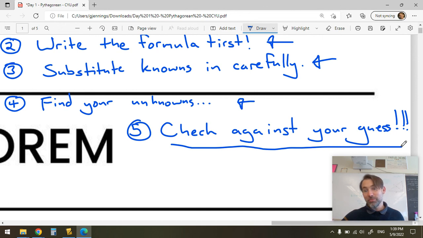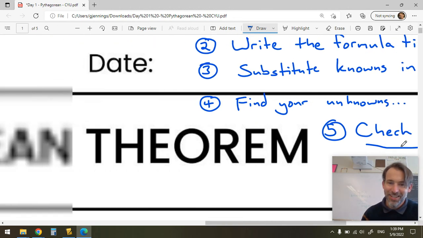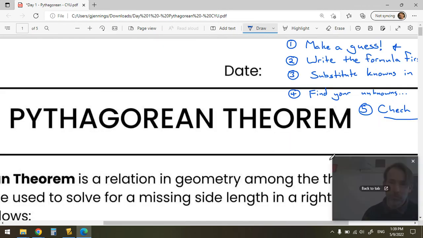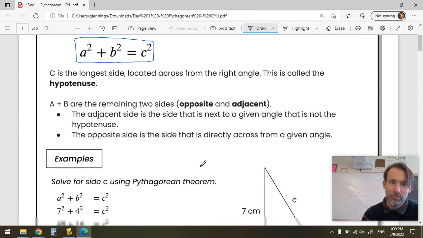Sometimes this is going to help you make better guesses in the future because your guess is going to be way wrong. But most of the time, you're going to find that your guess helps you catch your errors. And if you make as many errors as I do, it's very important that you have a system for catching them, finding them. Let's just take a look at some problems that we can solve using the Pythagorean theorem.